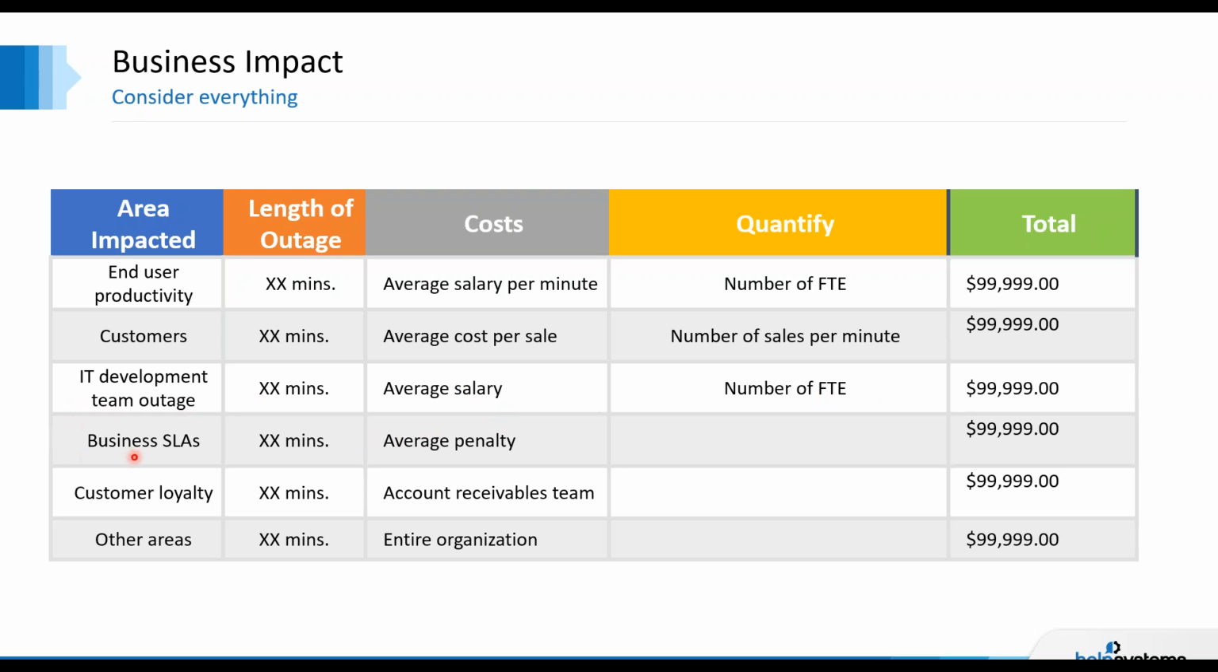We have organizations that we deal with that have SLAs, meaning they have to deliver parts. Like take the auto industry, for example. They do a lot of just in time there. And so what's the average penalty if I can't deliver products on time? And of course, customer loyalty comes into play, and you might have other areas within your organization that you need to break down. What's an hour going to cost us? What does that mean to us?